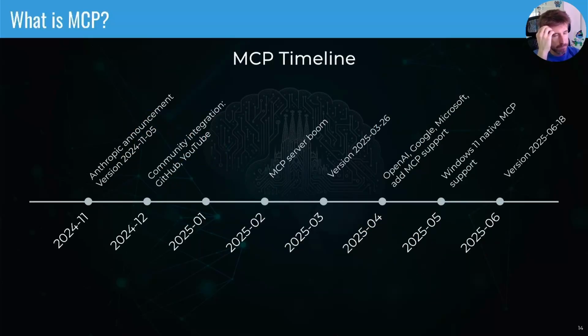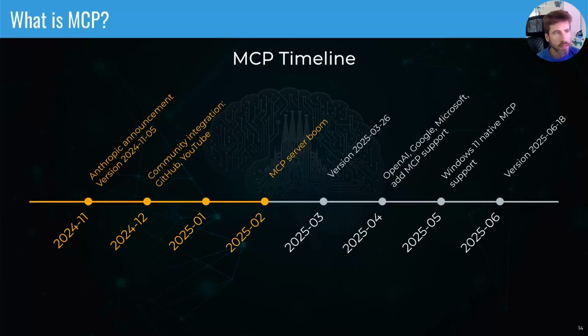And yeah, to better understand the MCP ecosystem, it's also worth checking the timeline. So it's not even been a year since Anthropic announced MCP. It released the initial version of the protocol and also some reference implementations. So that was November 2024. Just a month later, there were many community integrations. So there were already the GitHub and the YouTube integrations made by the community.